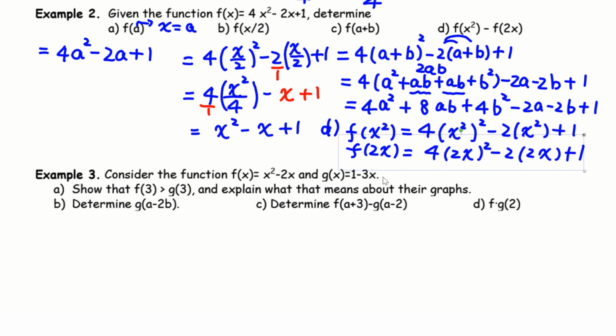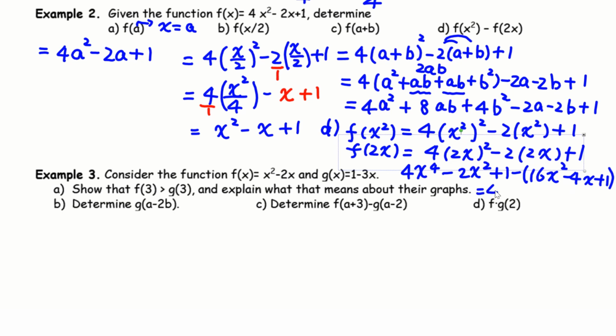Then we combine them together. We are going to have 4x to the exponent 4 minus 2x squared plus 1. Take away the bottom one. We expand it. You are going to have 2 squared is 4. 4 times 4 is 16x squared. Then 2 times 2, 4x plus 1. Get rid of the bracket will be minus 16x squared plus 4x.